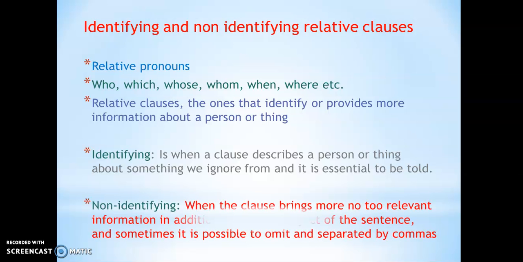Then also we have the non-identifying. It says when the clause brings more, not relevant, information in addition about the subject of the sentence. And sometimes it is possible to omit it, and it is separated by commas. The extra information provided with this non-identifying clause is going to be surrounded by commas. That means that it can be omitted. That means that it's not so important. It just gives much more. Sometimes it's not really necessary, but it exists and it is much better to explain it.